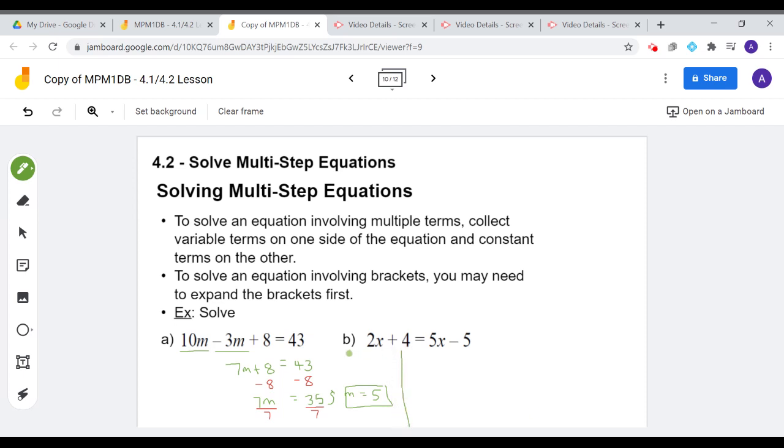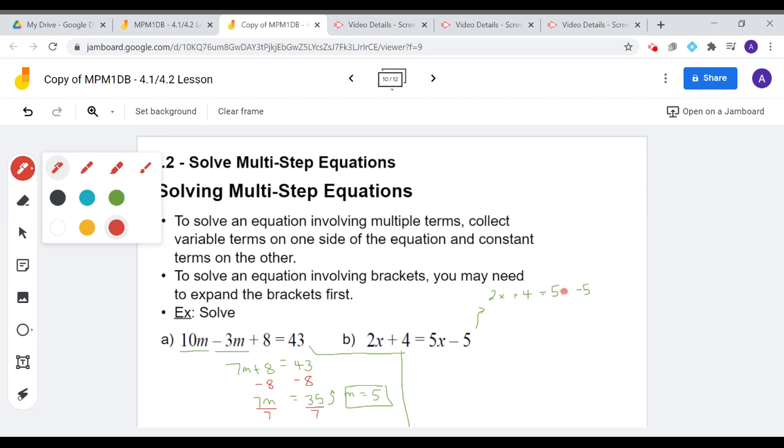For part B, we've got x's on both sides of the equation, and we've got constants on both sides. So for this part, I'm going to write it out over here. We have 2x plus 4 equal to 5x minus 5. I'm going to start by bringing all of my x's to the left-hand side.